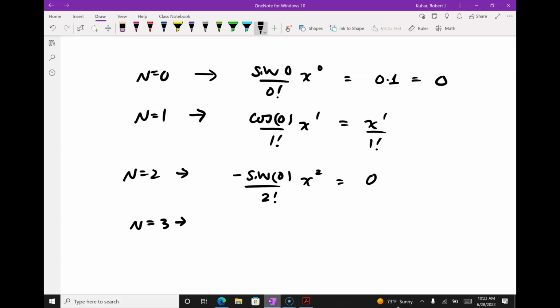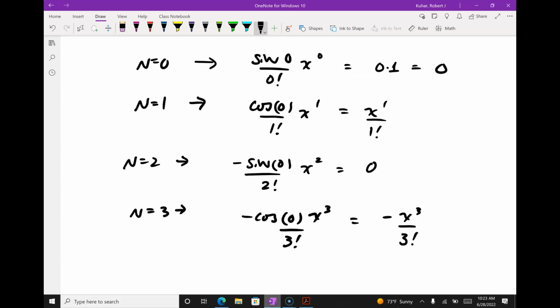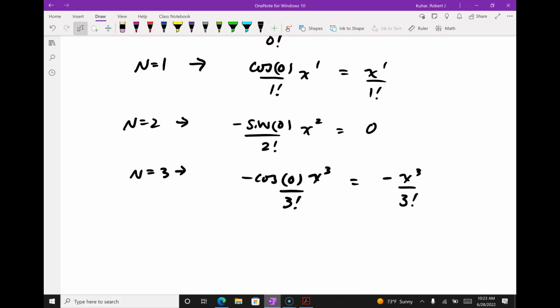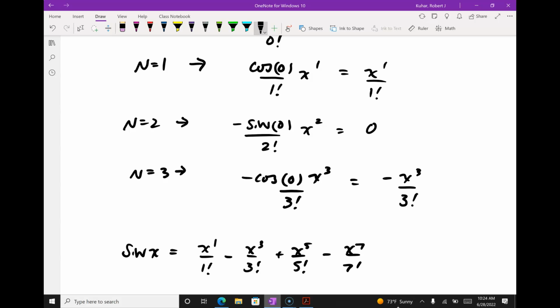So the derivative of negative sine is negative cosine. So it looks like I get the opposite of x cubed over 3 factorial. I think I see it already. I know the next one's 0, and I know the next one's going to be x to the 5th over 5 factorial. We can see the pattern already. So I've got x to the 1 over 1 factorial minus x to the 3rd over 3 factorial plus x to the 5th over 5 factorial minus x to the 7th over 7 factorial.